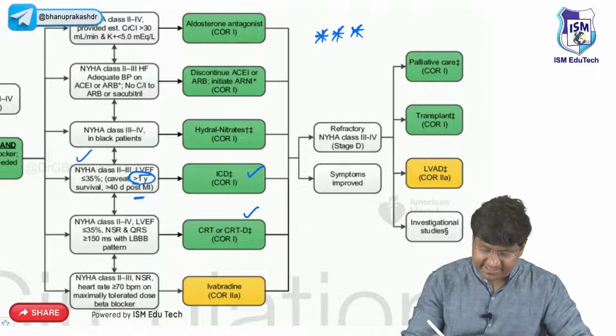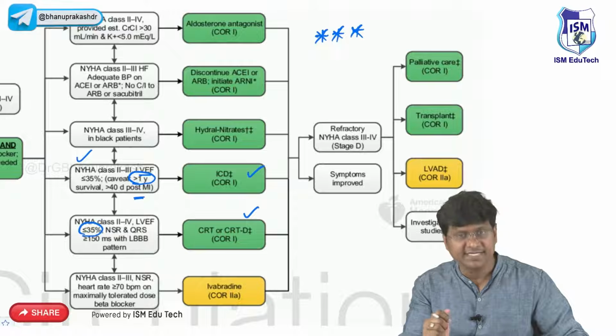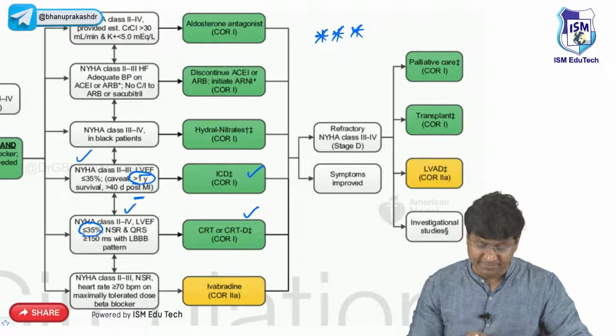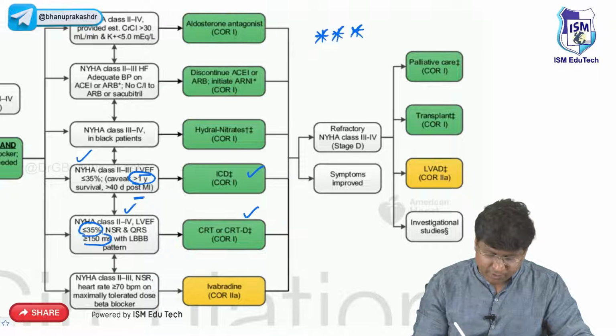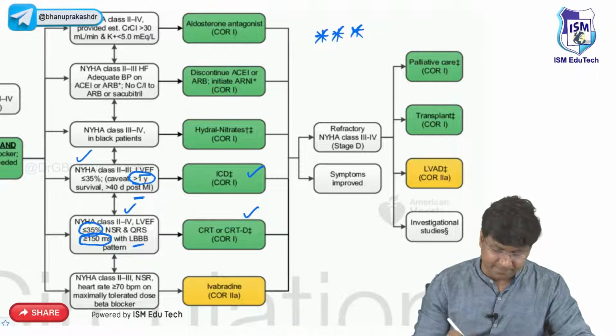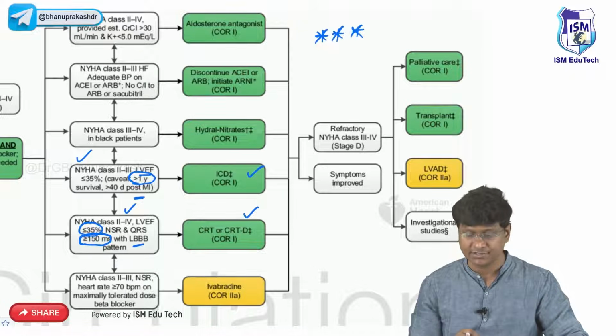Then what about CRT? What is the indication for that? The individual is having ejection fraction less than 35% and class 2 to 4 symptoms, and QRS complex is more than or equal to 150 milliseconds with left bundle branch block. They are the candidates who will be requiring this CRT, cardiac resynchronization therapy.